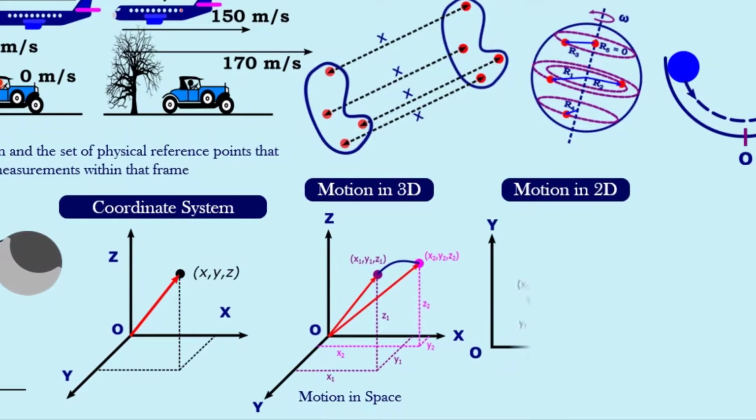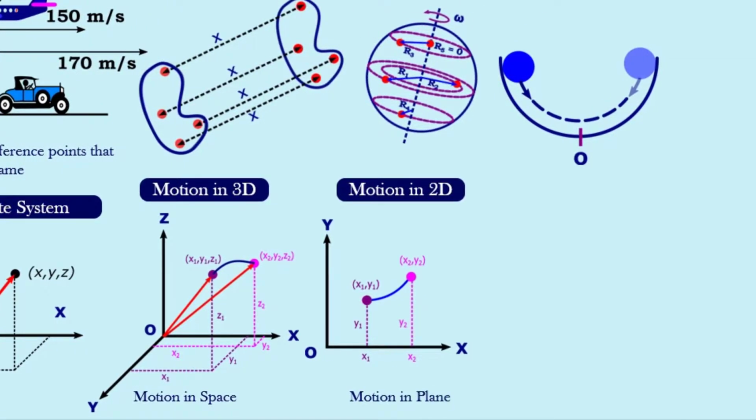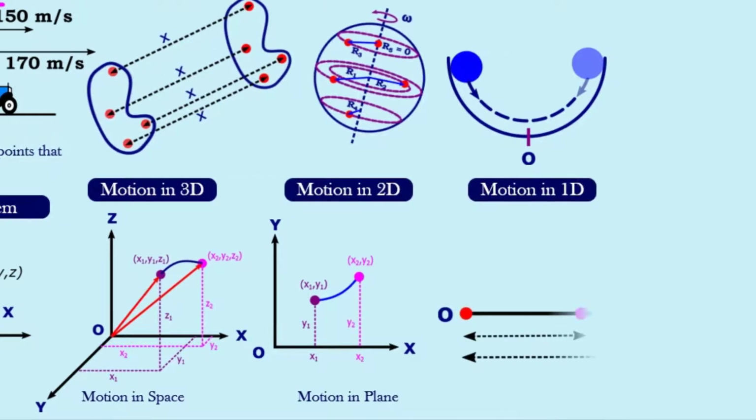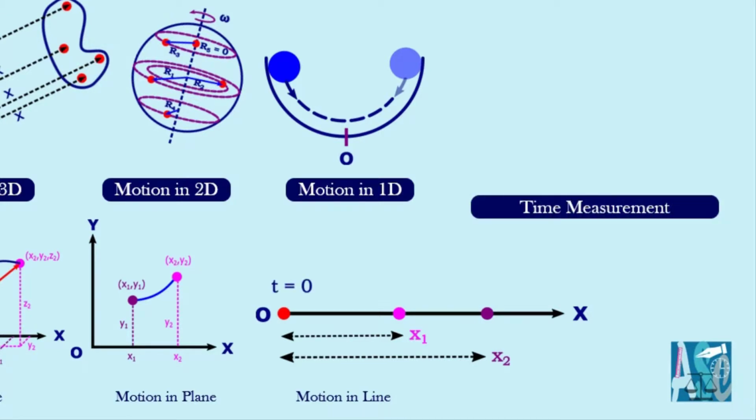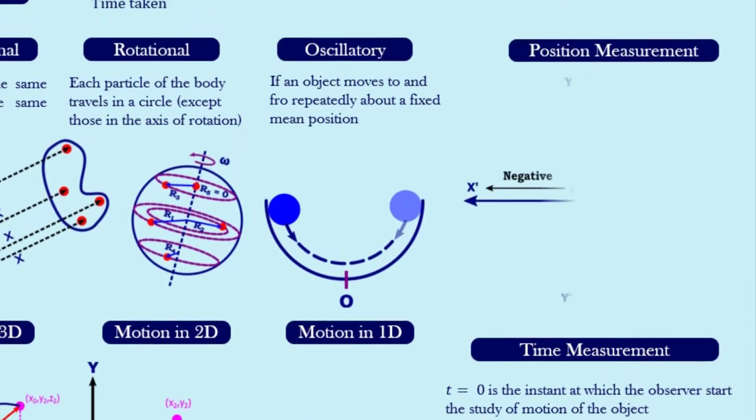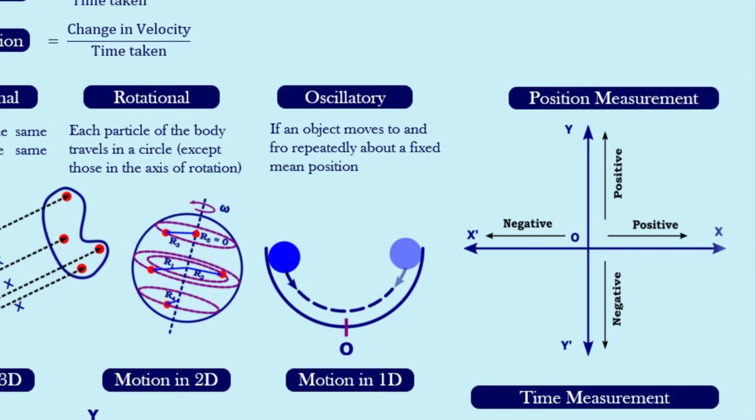If the motion is restricted to a plane, in that case, we need the information on only two coordinates. In case of one-dimensional motion, we only need information of one coordinate to specify the location of a point at any instant. For the measurement of time, t equal to 0 is considered the instant at which we generally start the measurement or the study of motion of the object. Using one dimension, we can describe particle motion in any particular direction. The convention of taking the positive and negative values of displacement on a plane are shown in the figure.